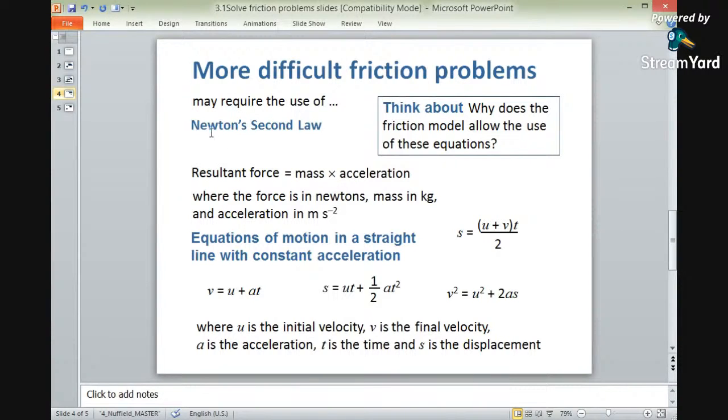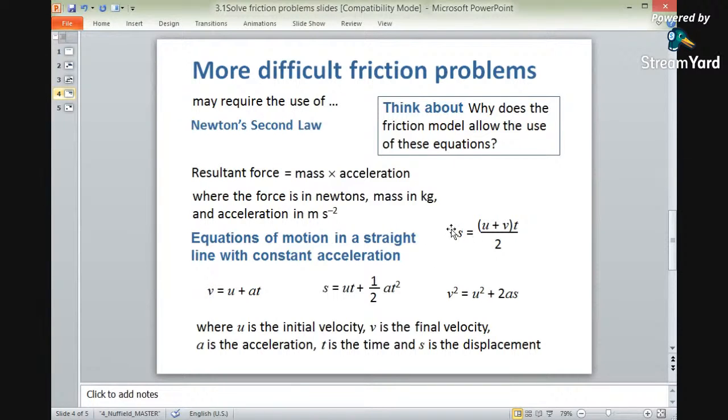Already we have discussed Newton's second law, that is, the resultant force is equal to mass into acceleration, that is, F = m a. We have discussed this in previous lectures. What is Newton's second law? Force is equal to mass into acceleration, where the force is in newtons, mass is in kgs, and acceleration is in meters per second square, that is, m s to the power minus 2.